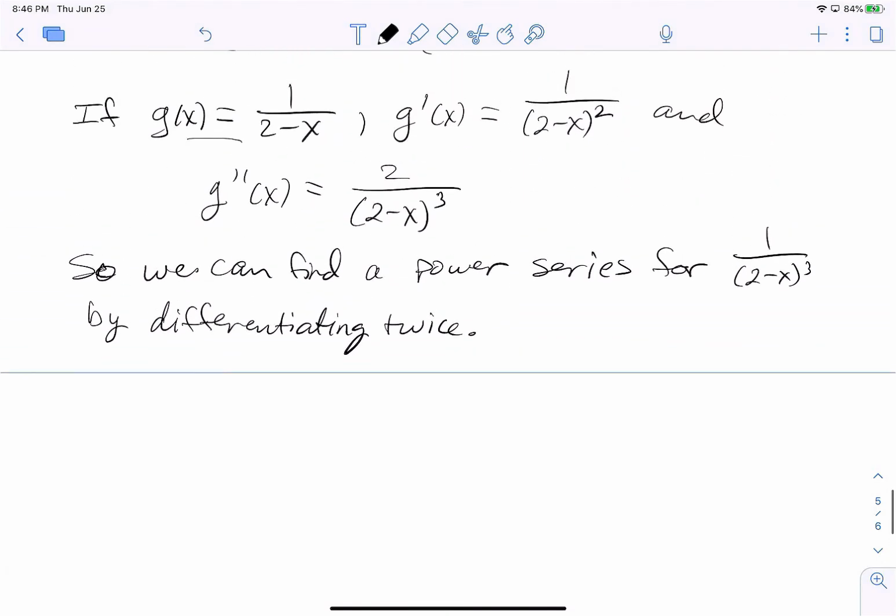Here we have g of x is equal to 1 over 2 minus x. We need that to be a 1 minus x. So we're going to start out by saying that g of x is equal to, we're going to divide the numerator and denominator by 2.